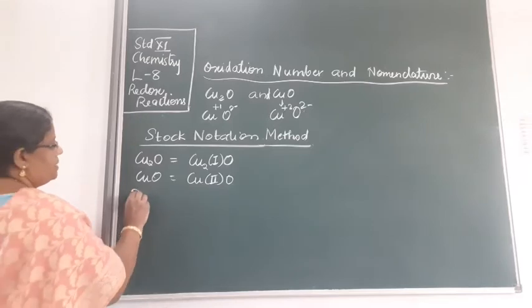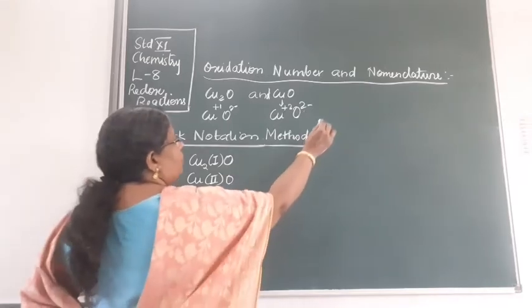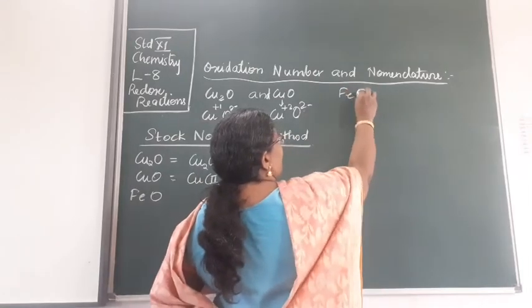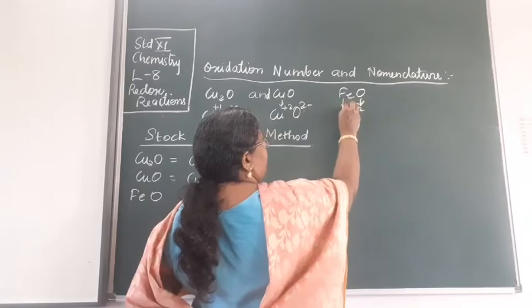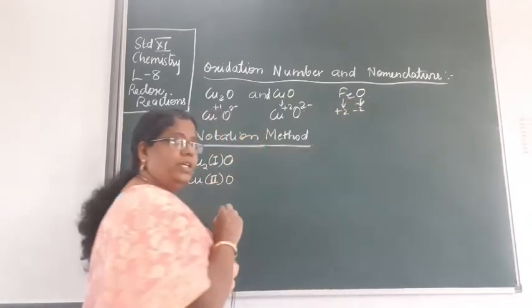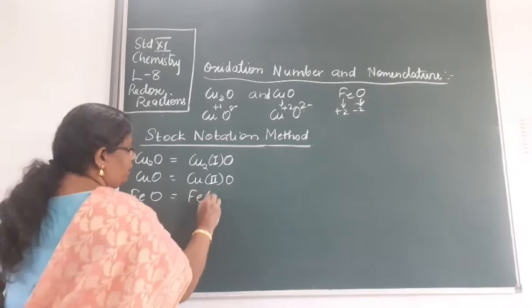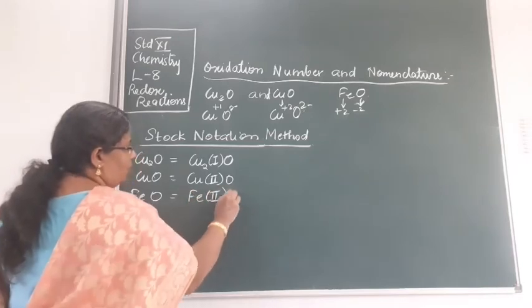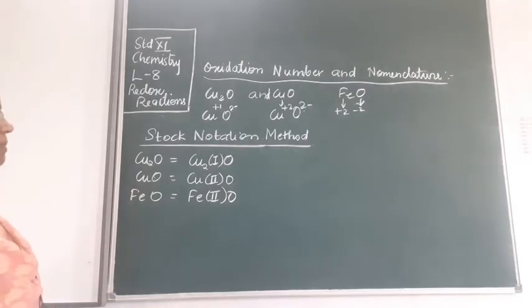Another example, say FeO. अब FeO में what is the oxidation state of Fe? How do we come to know? Oxygen का -2 है, तो naturally Fe का क्या होना चाहिए? +2 होना चाहिए, तभी तो न्यूट्रल कंपाउंड बनेगा. So here you have Fe (II) O. वो +2 स्टेट में है, ऐसे हमें पता चल जाएगा. This method is known as stock notation method.